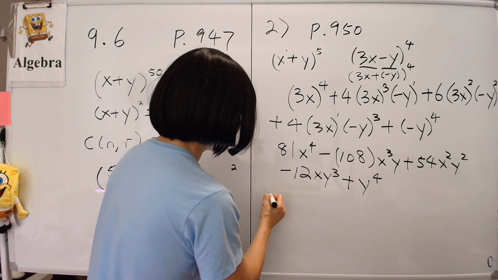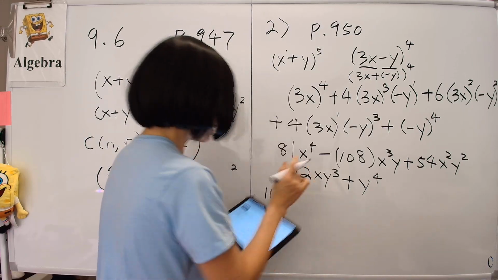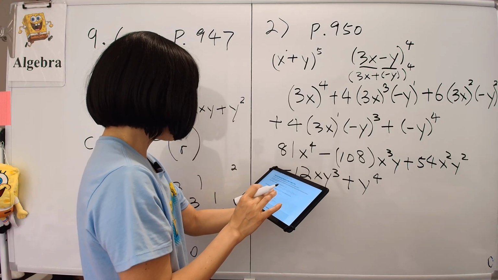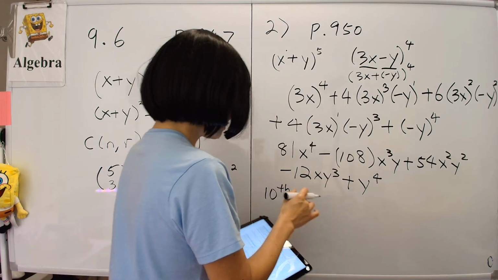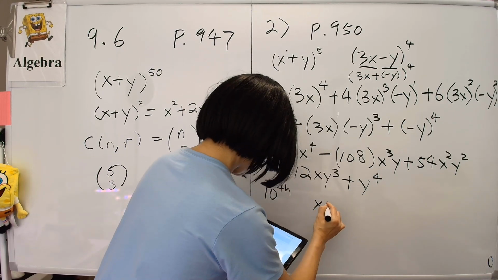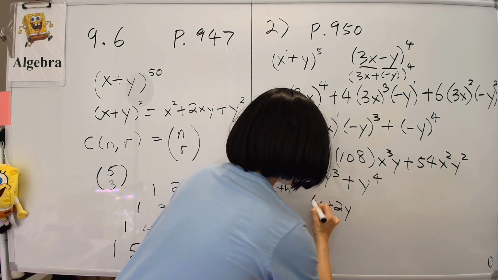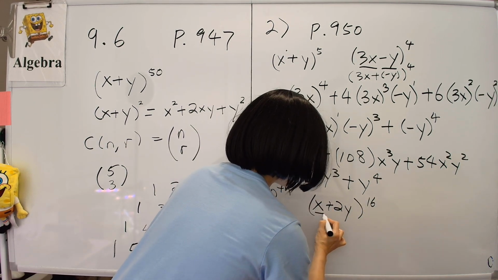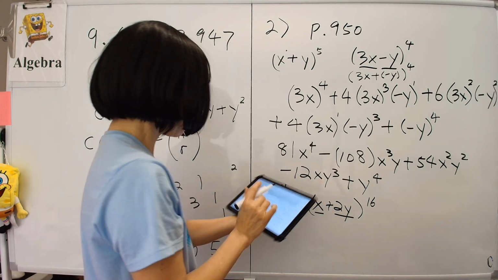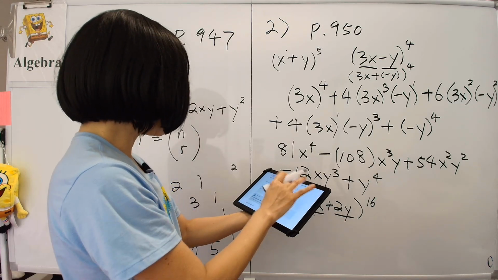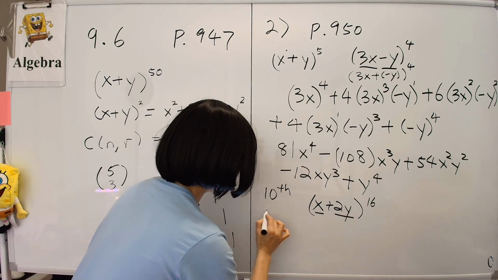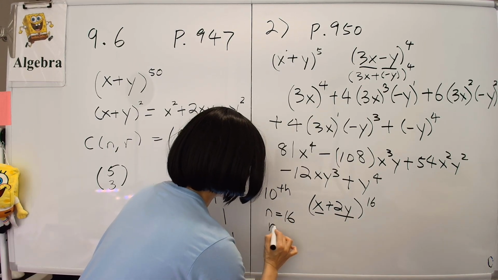Okay, what is the 10th term? Let's go back to the formula on the previous page, where it says the r plus 1th term is whatever. The problem is x plus 2y to the power 16. This is the first term and this is the second term, so the 2 is part of the second object that's being added. So r plus 1 is equal to 10, so r equals 9, and n equals 16.